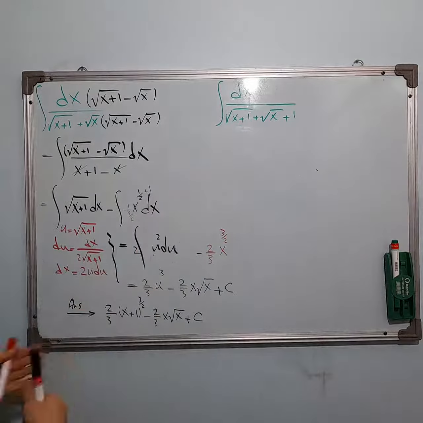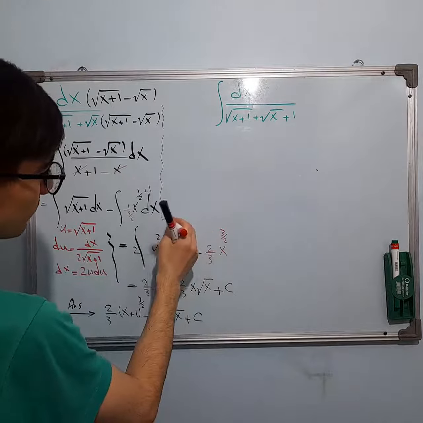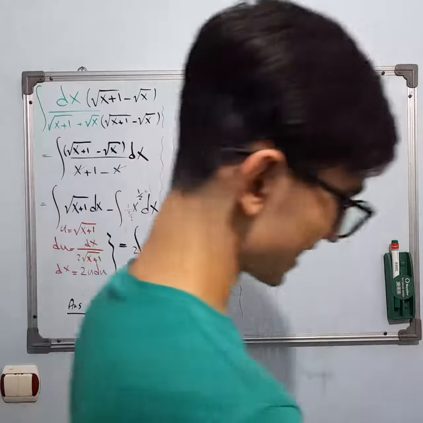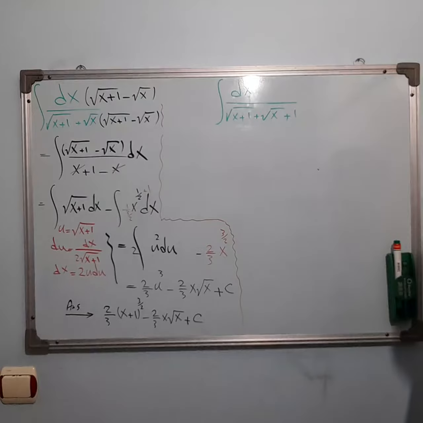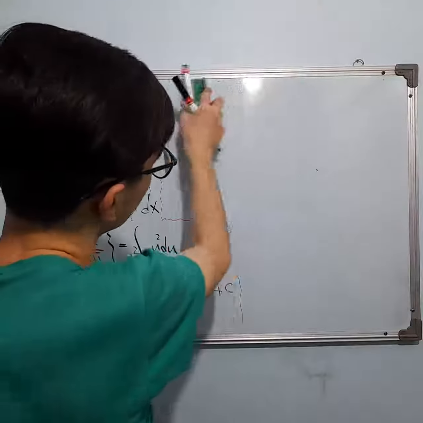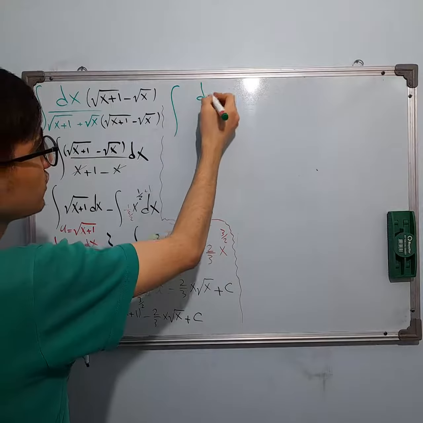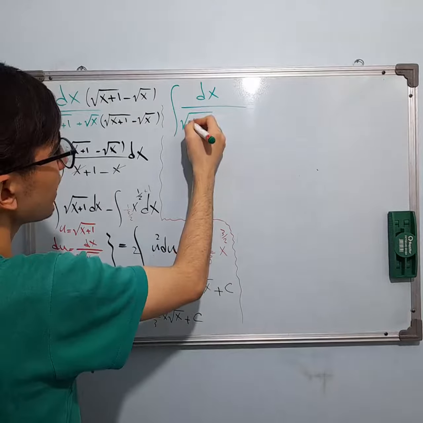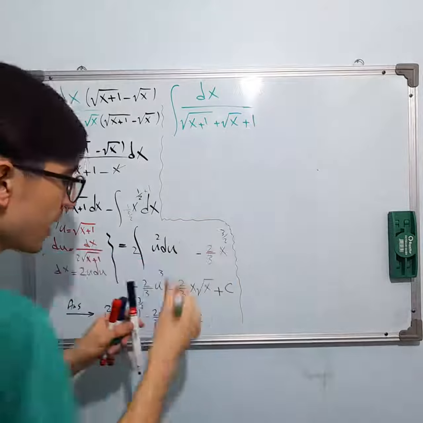Finish. So it wasn't that hard, but this one, let's see how we can tackle it. Before, let me write it here to use more space. It was the integral of dx over square root of x plus 1 plus square root of x plus 1.